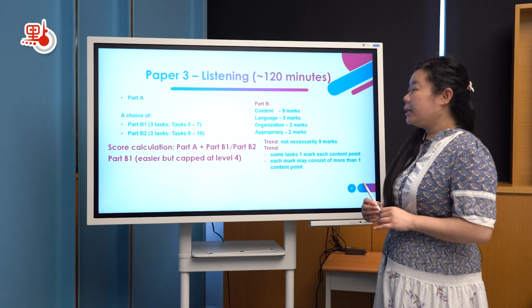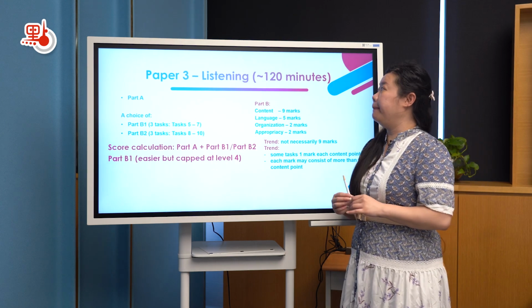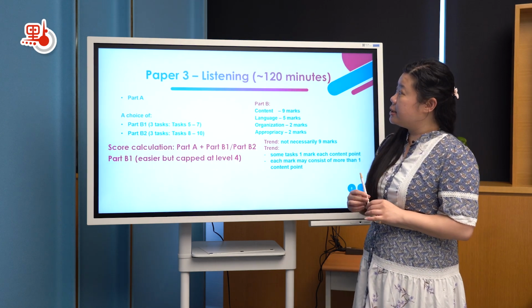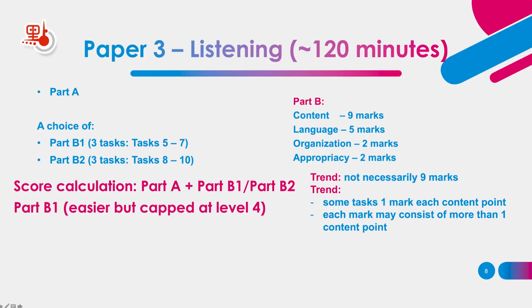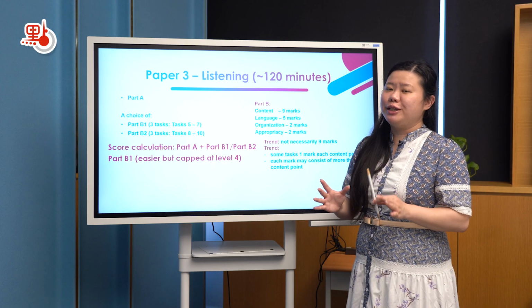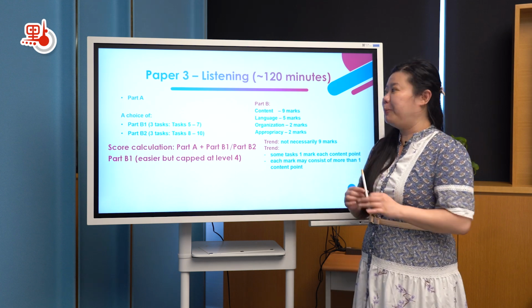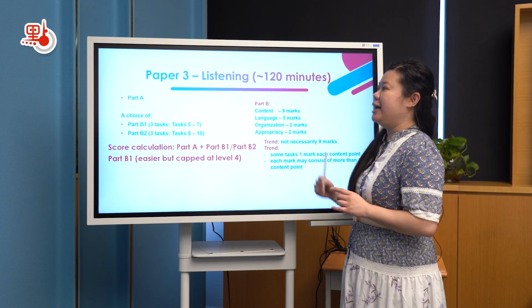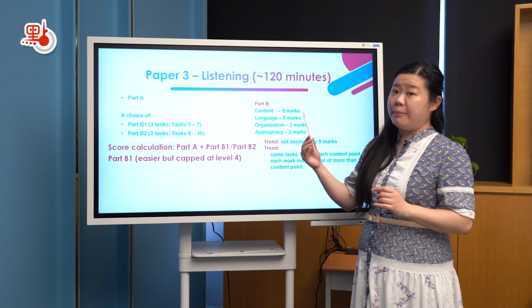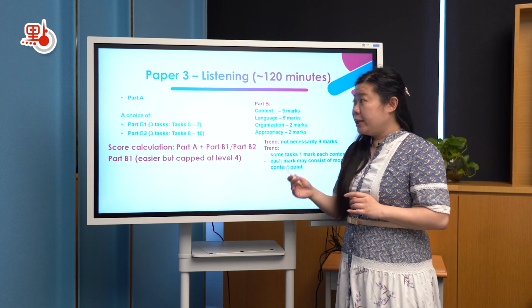So for paper 3, it's the listening paper. There's part A and part B. Again, you have a choice. Choices are not always good, especially when you're really nervous in the examination hall. But you do, again, have a choice of part B1 and part B2. They're pretty different.